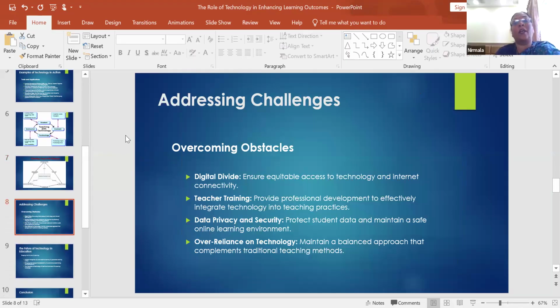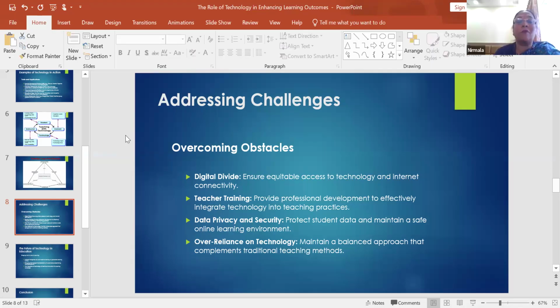Now, in return with technology, we face some challenges. Overcoming these obstacles, what are these? Digital divide: ensuring equitable access to technology and internet connectivity. So whenever you have access to technology, how you proceed with internet connectivity is a major guideline which you have to give to the learners.